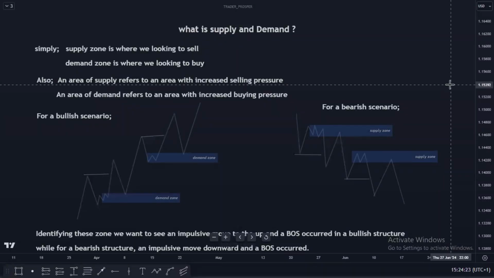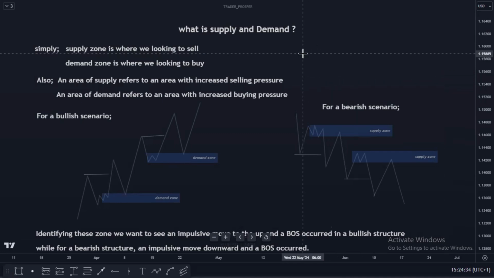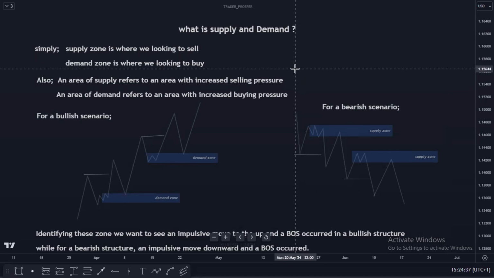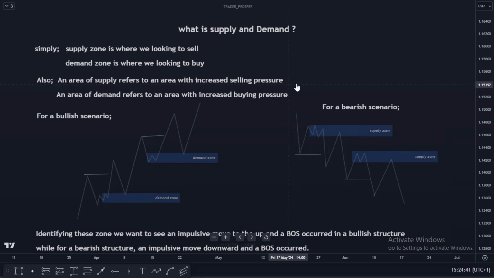Today I'm going to be talking about supply and demand zones. How can we identify supply and demand in the market? I'll start by defining them. The supply zone is where we're looking to sell the market, and the demand zone is where we're looking to buy the market. An area of supply is an area with increased selling pressure, and an area of demand refers to an area with increased buying pressure.